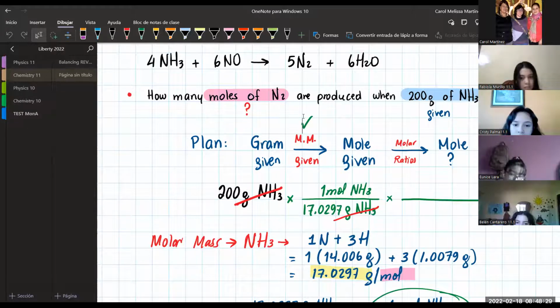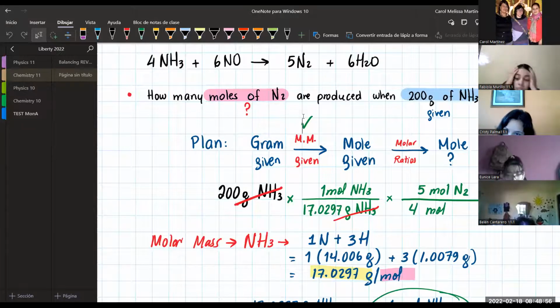What am I going to write in here? 5 moles of N2, 4 moles of NH3. Okay, 5 moles of nitrogen up, and below I'm gonna write the 4 moles of ammonia. With this, I finish that problem.